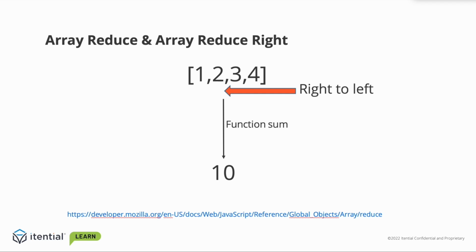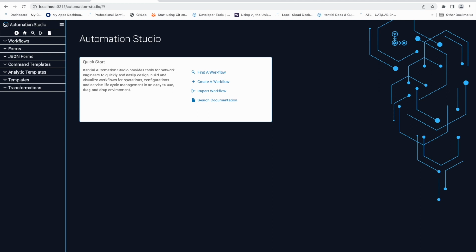For more information on this method, refer to the original document at developer.mozilla.org. Now, let's start by creating a JST with reduce and reduce right method.